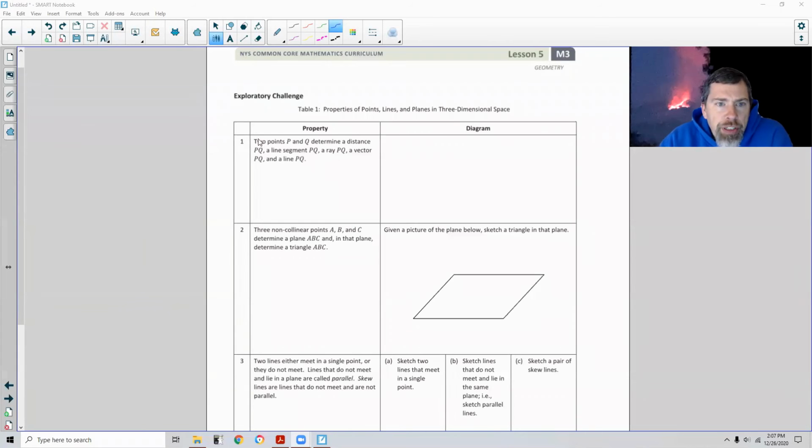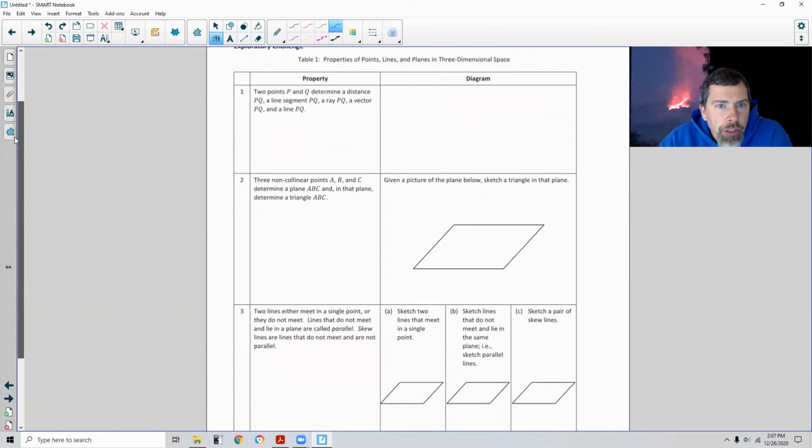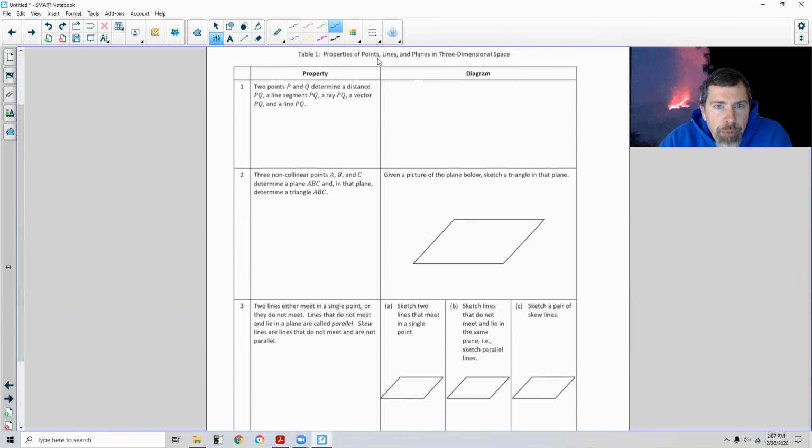Okay, page 2 brings us to an exploratory challenge, and it says table 1, properties of points, lines, and planes in 3-dimensional space. So we're going back a little bit in time here. I think you were introduced to points, lines, and planes in grade 4. So that was like 6 years ago for a lot of you, maybe 5 for others.